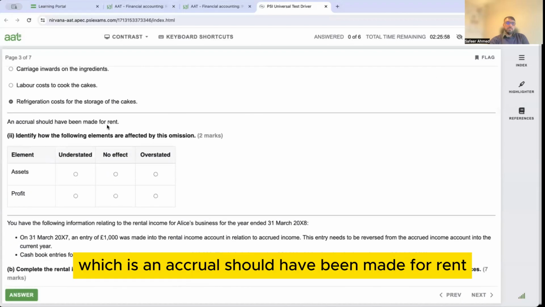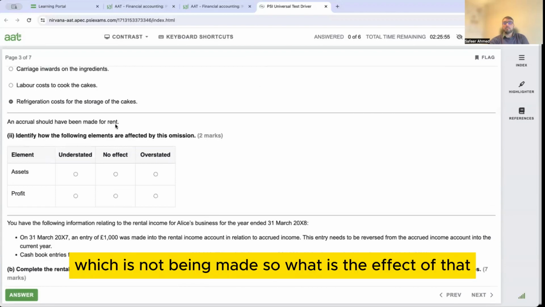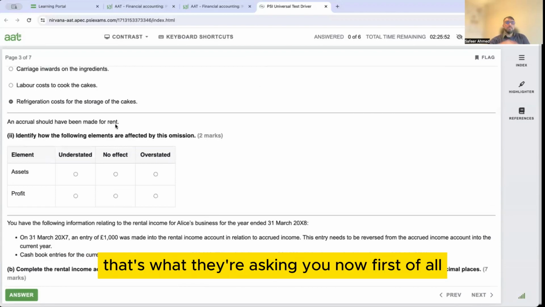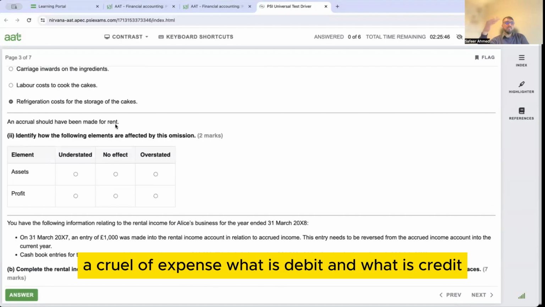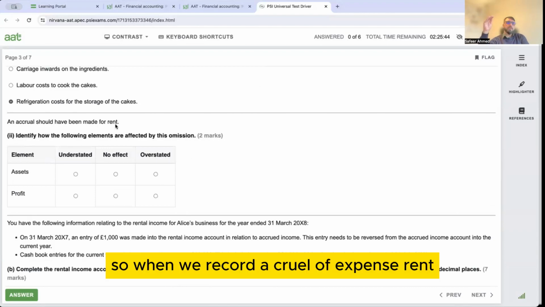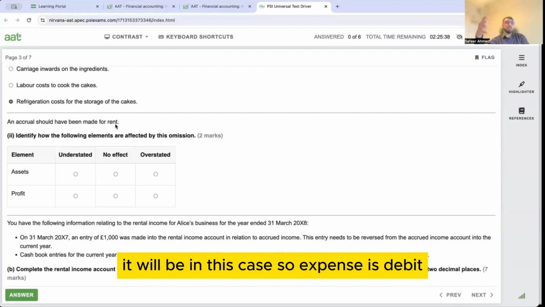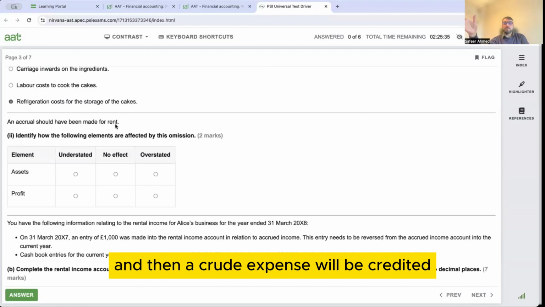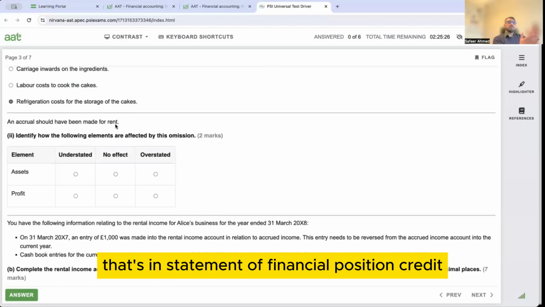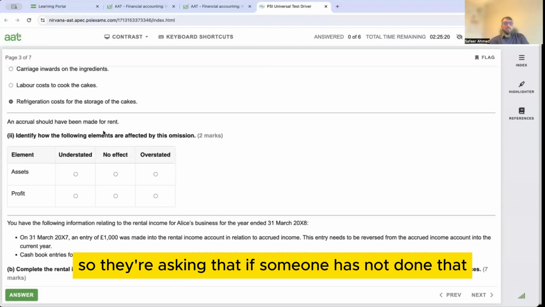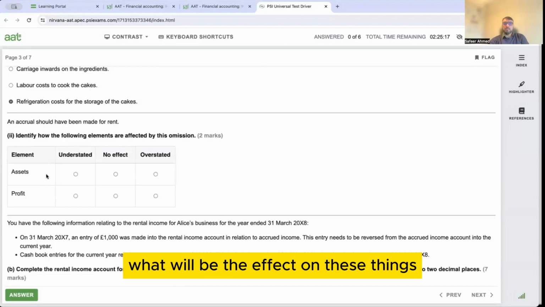The next one, which is an accrual, should have been made for rent, which is not being made. So what is the effect of that? That's what they're asking you. Now, first of all, just think about this: when we record an accrual of expense, what is debit and what is credit? So when we record accrual of expense, rent, expense is debit, and then accrued expense will be credit. In other words, the rent as an expense in your statement of profit and loss, debit, and accrued expense, remember, that's your liability. That's in statement of financial position, credit. So they're asking that if someone has not done that, what will be the effect on these things?